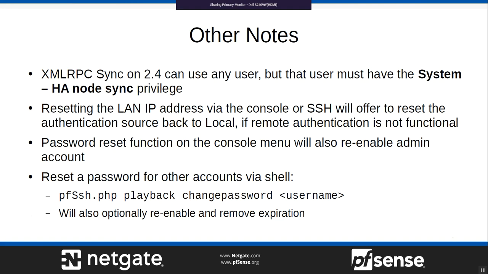If you get locked out, you can reset the LAN IP address on the console, then it'll set your authentication back to local. Or if you do the password reset on the console menu for admin, it will re-enable the account and disable any expiration, that kind of stuff. And then you can use the script that's mentioned there on the screen to reset a password or change a password for a user. You just run that command, pfSsh.php playback changepassword and then the username, and it'll prompt you for the password to confirm. And it will also, if an account is disabled or expired, reset that as well.